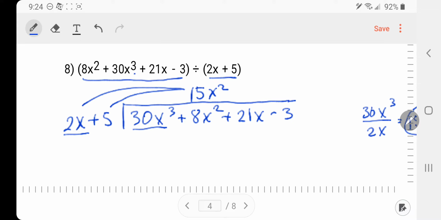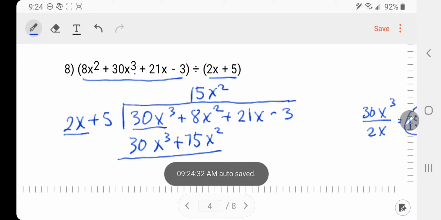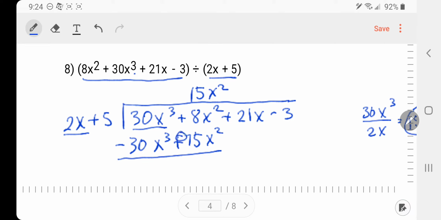Okay, so I don't really want to keep those lines, but that's what's going to happen. So 15x squared times 2x, that's going to be 30x to the 3rd. Notice that these match, they're supposed to. 15x squared times 5, what is 5 times 15 is 75x squared. Now, when I draw the line, I need to change the signs. Just remember, draw the line, change the signs, it'll work every time.